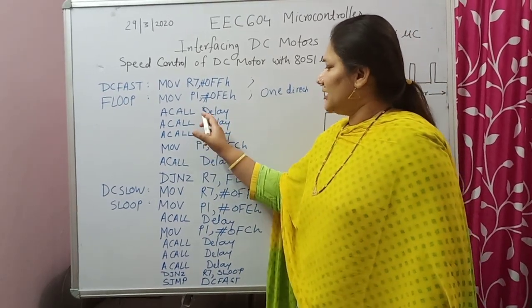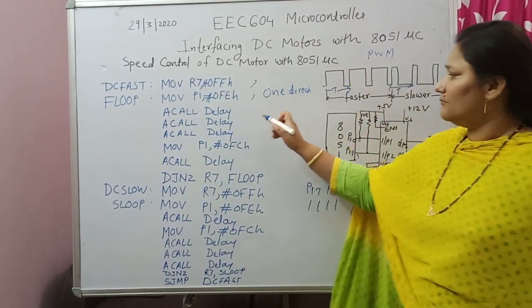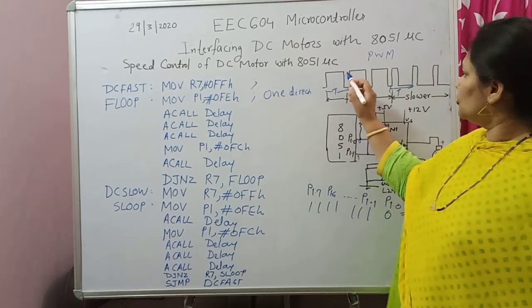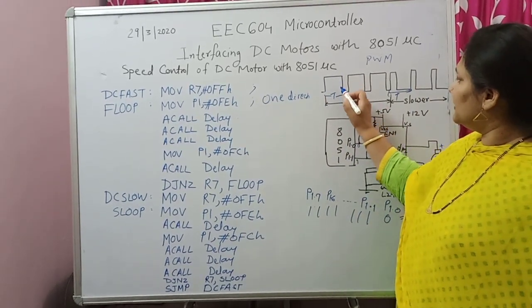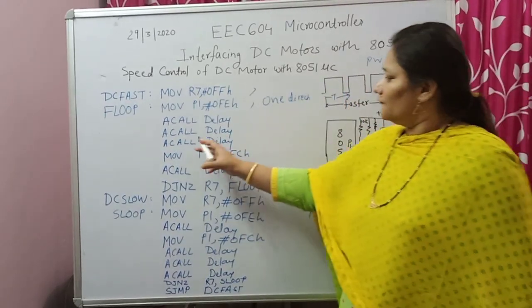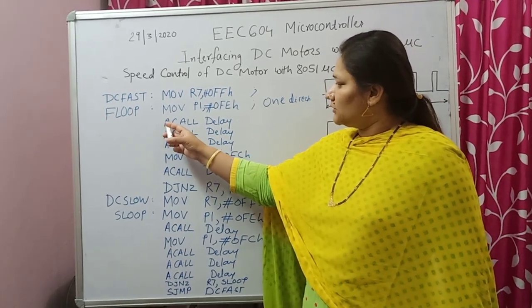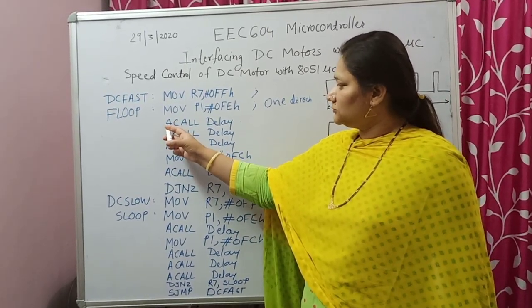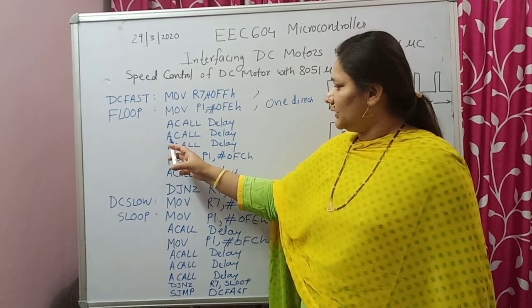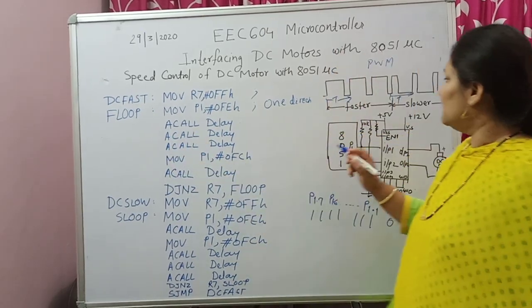Now what we are doing, we have written one program, a delay program. Any delay which you want to put over here, this can be any delay. And what we are doing, we are calling it three times: a call delay, a call delay, a call delay. Why have we done this?